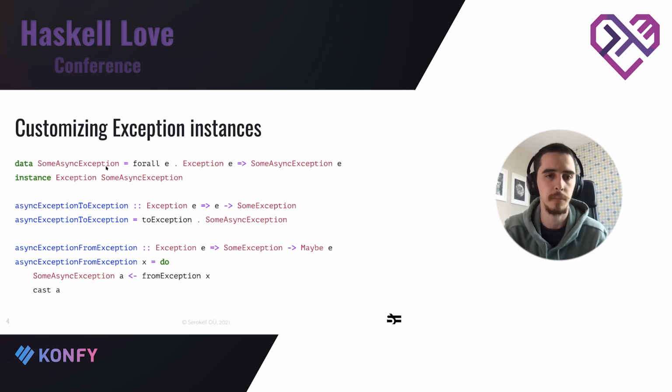It defines the SomeAsyncException data type, which has a definition exactly the same as SomeException, except for the name. Its Exception instance uses default method definitions, so this type is a child of the SomeException type in the hierarchy of exceptions. Additionally, there are 2 functions, and on the next slide, we will see how they are used.